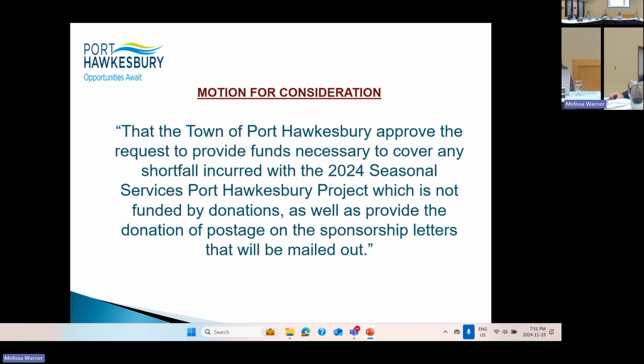Cecil Services request. The motion for consideration is that the Town of Port Hawkesbury approve the request to provide funds necessary to cover any shortfall incurred with the 2024 seasonal services for Hawkesbury project, which is not funded by donations, as well as provide the donation of postage on the sponsorship letters that will be mailed. What is the wishes of our council?